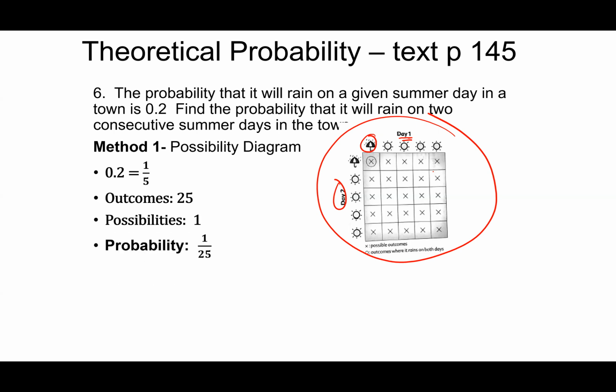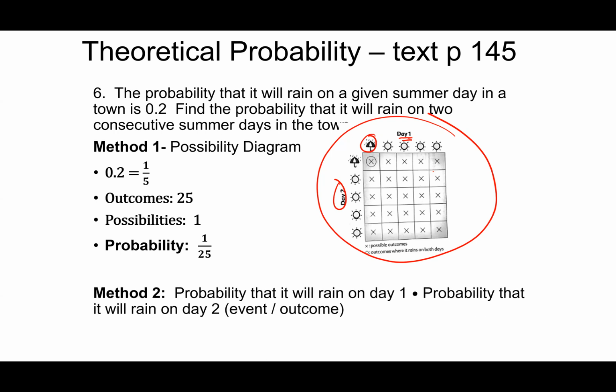There we go. There it is. Let's find this using method 2. How would we set this up with method 2? So just mathematically, I'm not going to use the chart this time. Anthony? 1/5 times 1/5. Good, because on the first day, there's a 1/5 chance, right? On the second day, there's a 1/5 chance. So it's 1/5 times 1/5. Does that equal the right thing? Yep, it sure does. Good. So 1 out of 25.